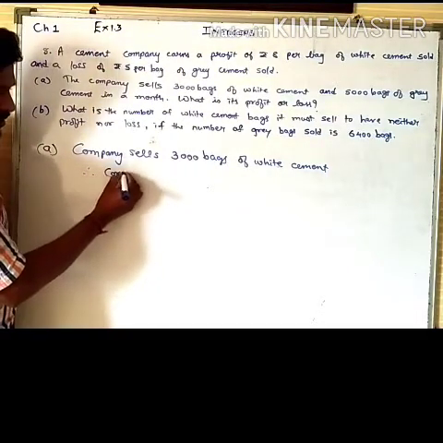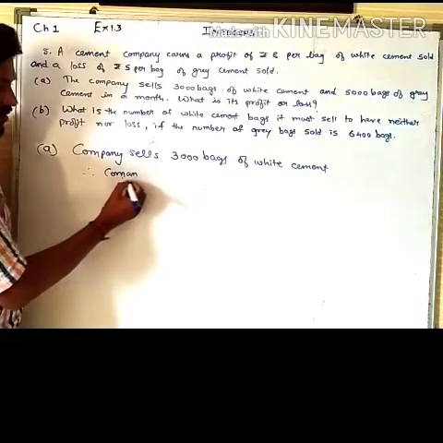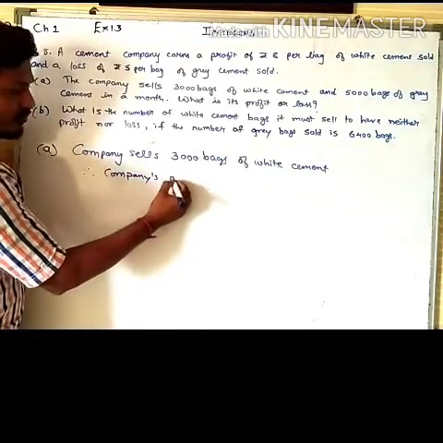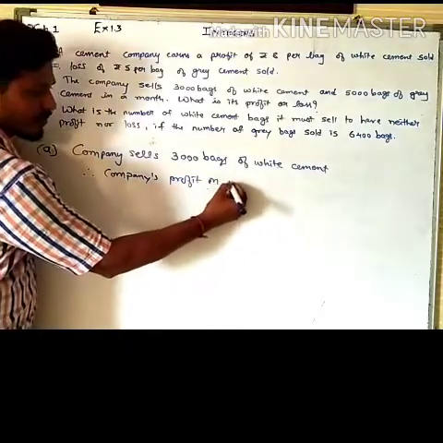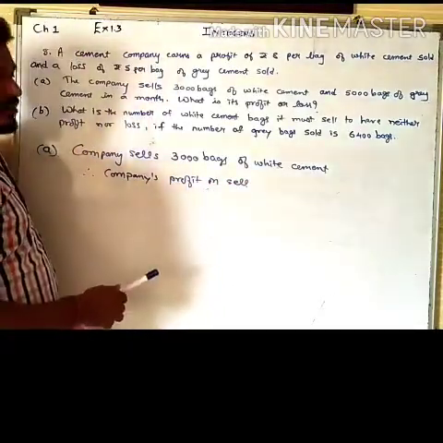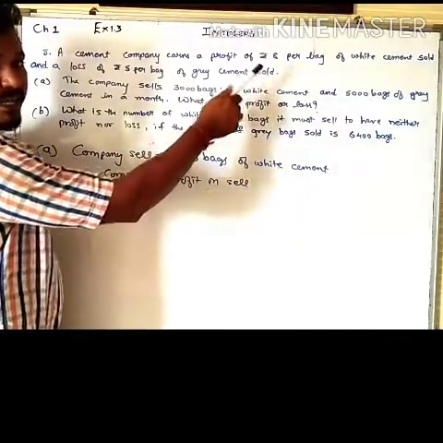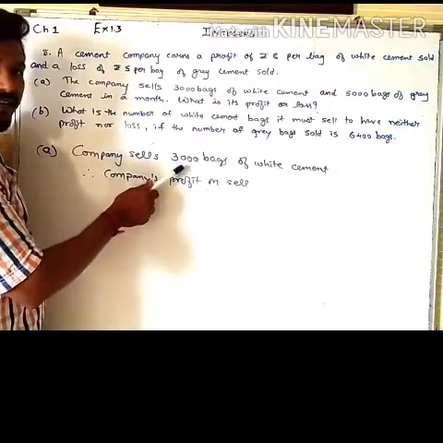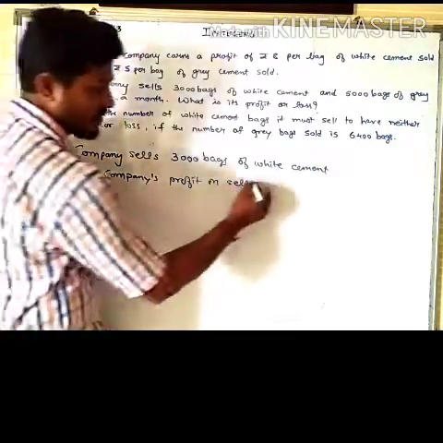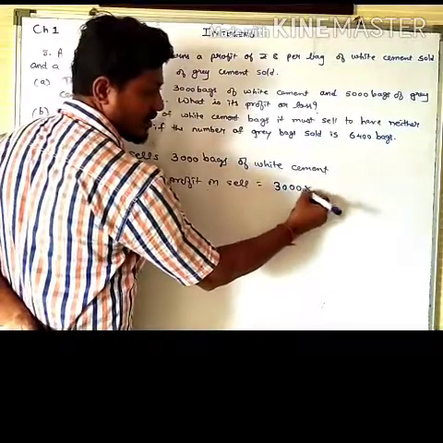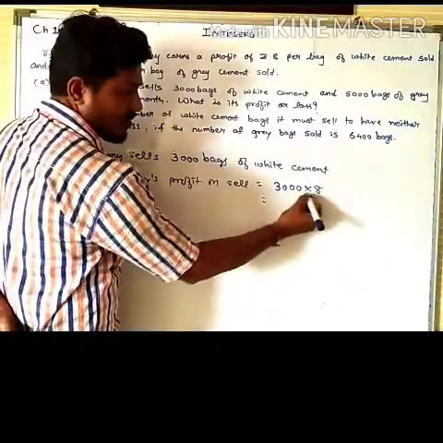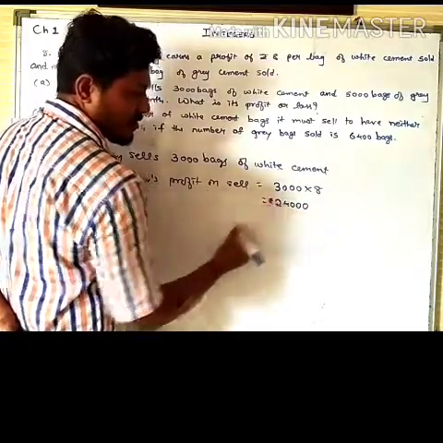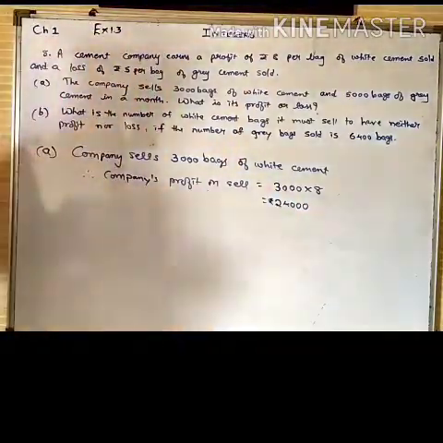Therefore, the company's profit on sale, that is profit of rupees 8 per bag. So we need to multiply 8 with this 3000, the number of bags sold, which is equal to 3000 multiplied by 8. 8 3s are 24 and 3 0s, 24,000. The company used to earn 24,000 as a profit.